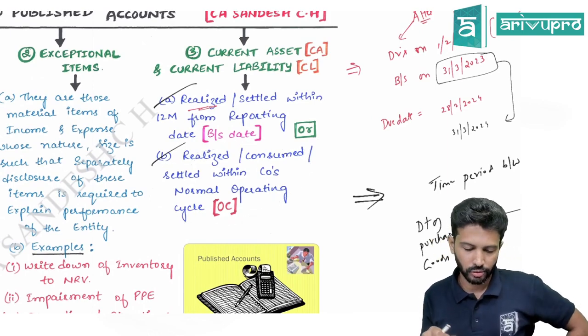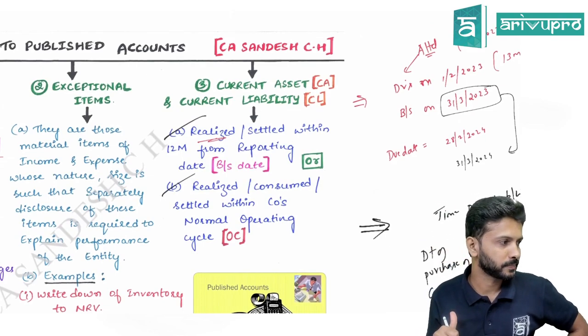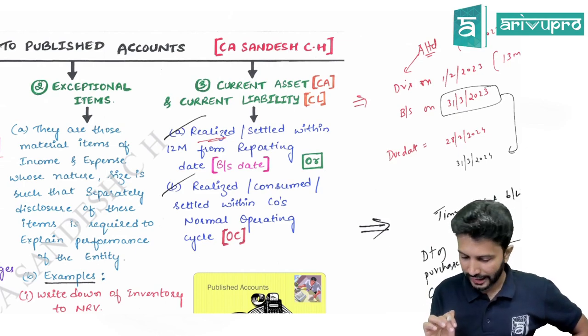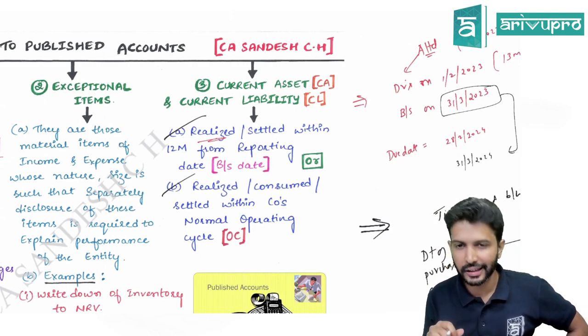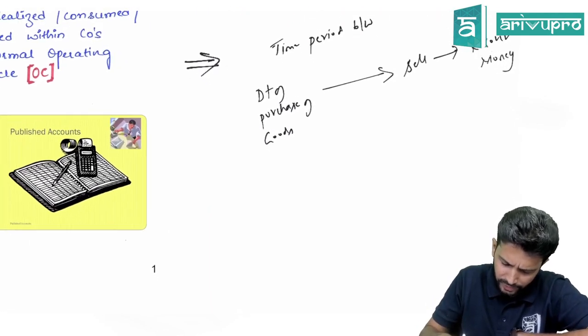Any confusion on these two components? All okay? Online also? Okay, if you don't have any doubts, I'll frame a small case study. Can you help me out whether it's a current asset or a non-current asset? Let's see how well you have really understood.